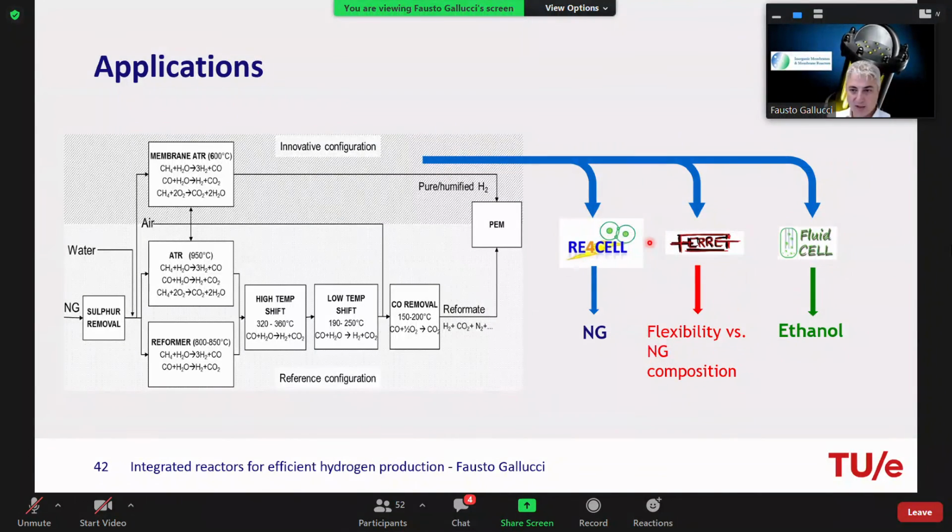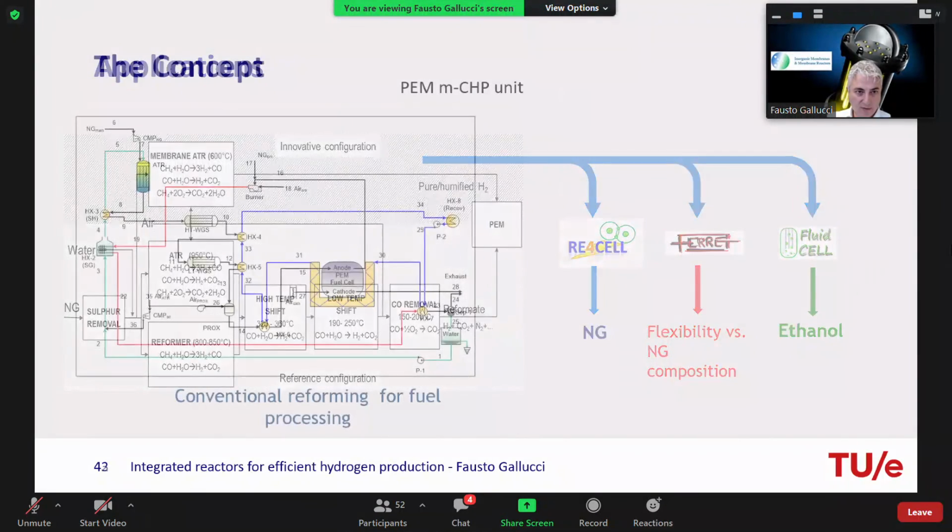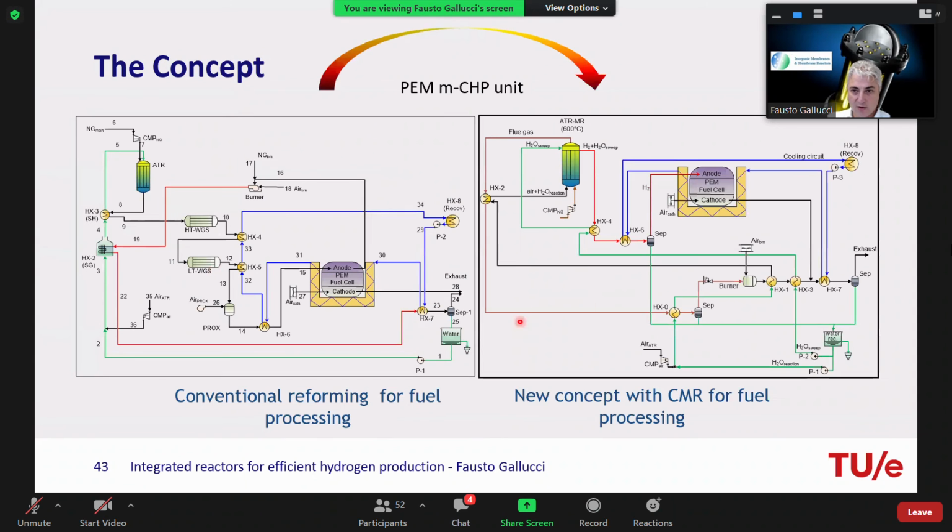Now, let's go to the proof. When you have a conventional system and you have a new system, of course, the new system looks better because you have a single reactor. All the rest from the fuel cell looks the same, but you have a single reactor. So it looks much better already. But what you have to do is to calculate if the efficiency is better. And of course, also the cost.